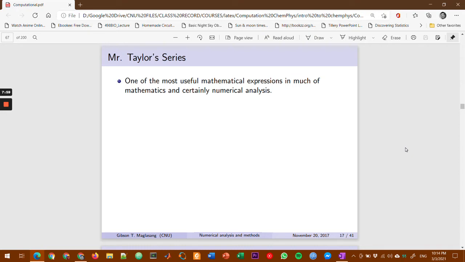So this method on Newton-Raphson is actually built on the idea of Taylor series. So lalaki ni siya, dili ni siya si Taylor nga yung naibaw-an nga si Taylor Swift. So this is Taylor. Mr. Taylor, Brooke Taylor.